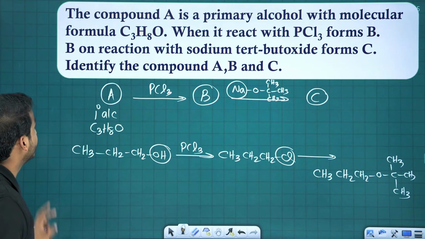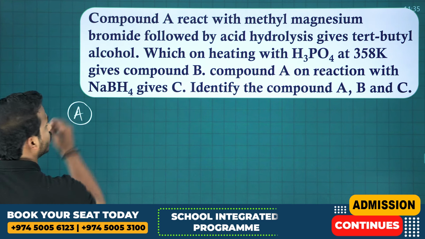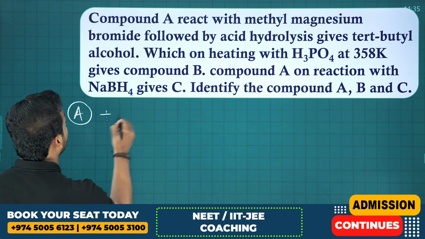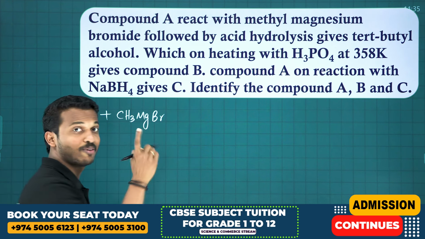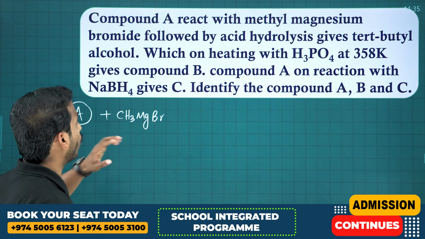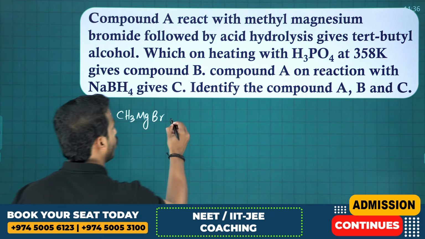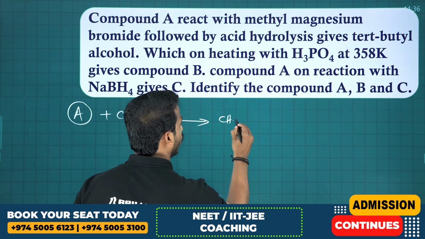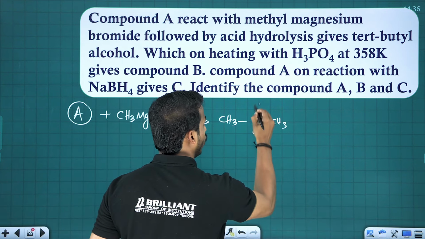Let's go for the second question. Compound A reacts with methyl magnesium bromide. That is our Grignard reagent. Methyl magnesium bromide followed by acid hydrolysis gives tert butyl alcohol. All right, tert butyl alcohol.